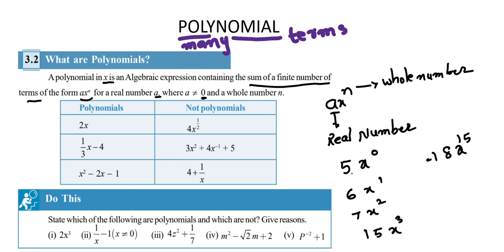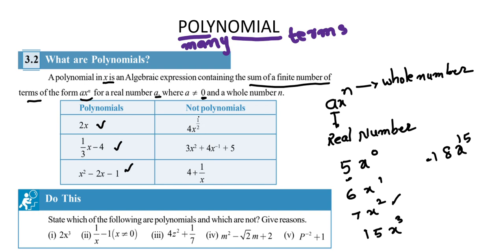Here, a is a real number. In x power 0, 0 is a whole number. In 6 x power 1, 1 is also a whole number, and 6 is a real number. In 7 x square, 2 is a whole number and 7 is a real number. Likewise, you can observe that these are polynomials.